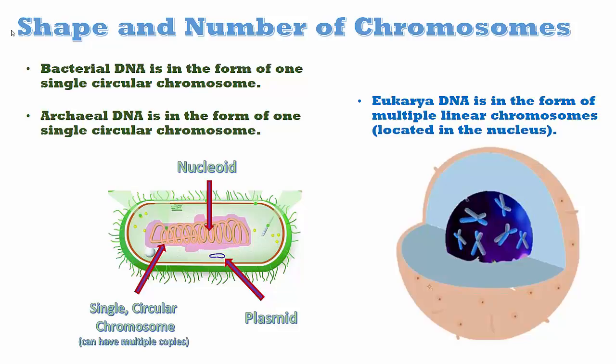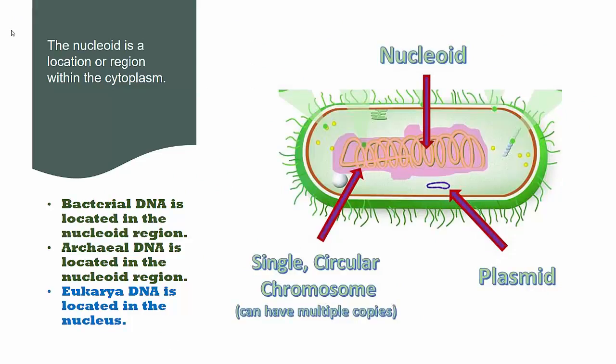Bacterial DNA is in the form of one single circular chromosome. Also, archaeal DNA is in the form of a single circular chromosome. In contrast, eukarya DNA is in the form of multiple linear chromosomes, and it is located in the nucleus. Bacterial DNA is located in the nucleoid region. Archaeal DNA is also located in the nucleoid region. In contrast, eukarya DNA is located in the nucleus.